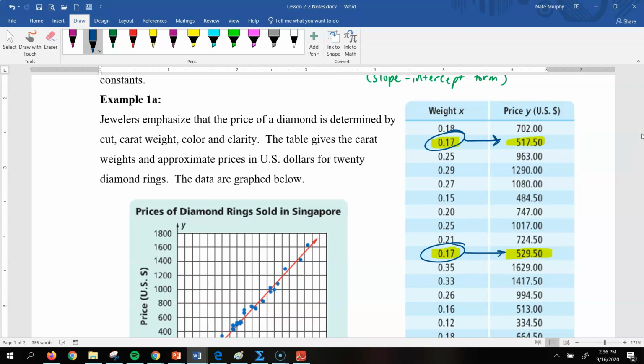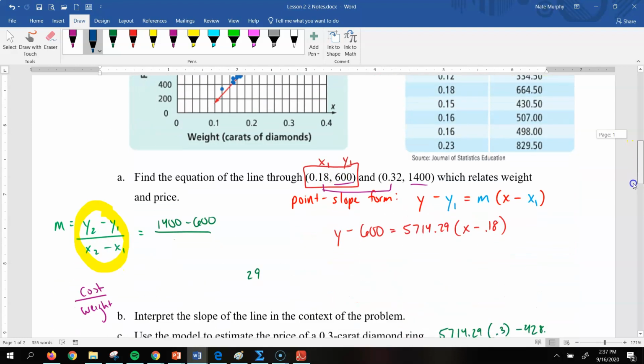So this is not a function because it'd be like putting 0.17 into a machine and getting your M&Ms, and putting 0.17 into the same machine, and now you get your Snickers bar. You get two different outcomes for the same input, and you don't want that. So this is not a function.